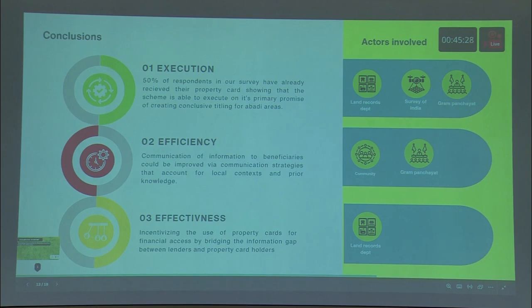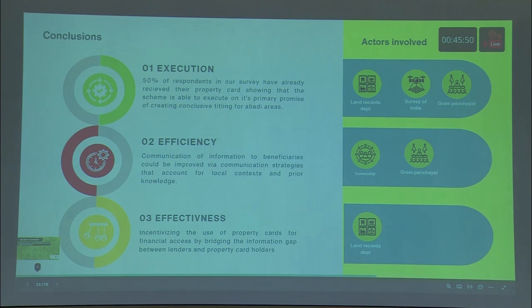In terms of efficiency, we feel that communication of information to beneficiaries could be improved via communication strategies that account for local context and prior knowledge, maybe better IEC material, some form of better communication, videos. I know the Svamitva dashboard has a bunch of videos, maybe more translatable videos could be helpful.